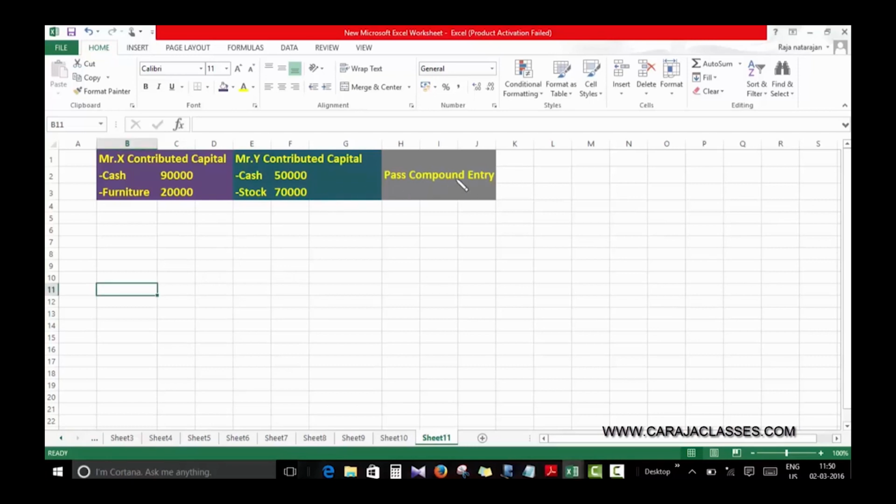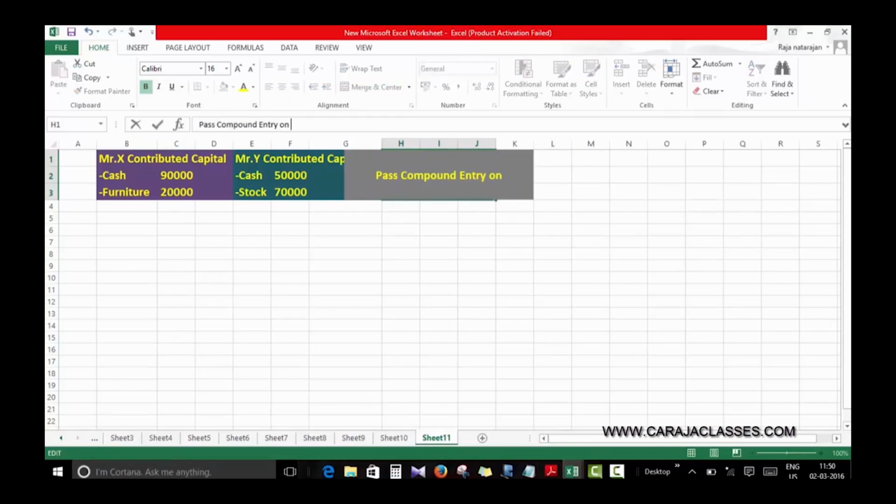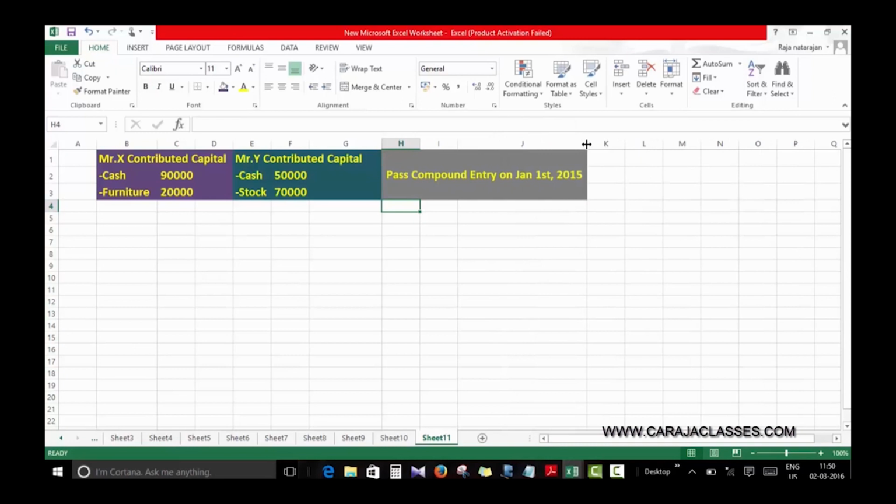Let's assume that this transaction is happening on 1st Jan, so it's happening on Jan 1st, 2015. This is the assumption. This transaction is happening on Jan 1st, 2015. So how do you pass the entry? Let me capture the format.